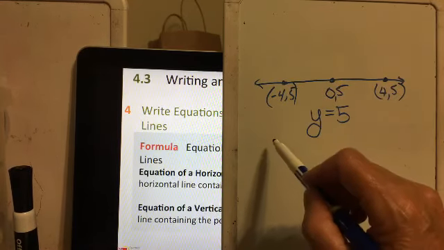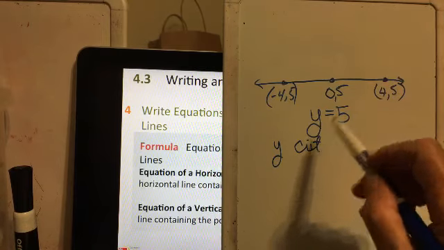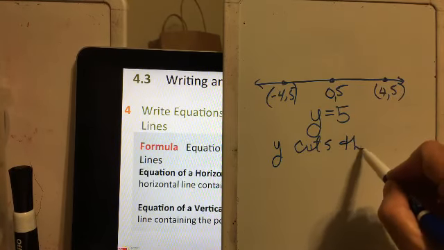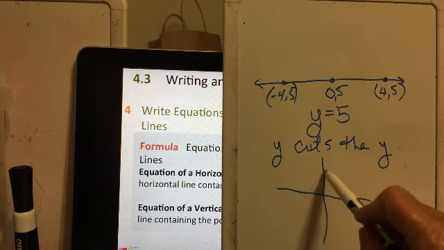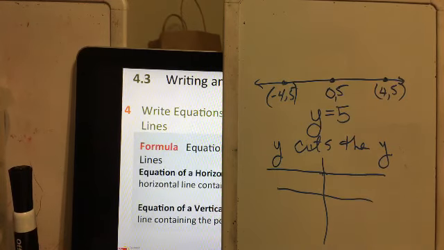Remember, I also gave you the hint that y cuts the y-axis. Here's your y-axis, and a y line cuts that axis. So that is how you find a horizontal line is a y line.